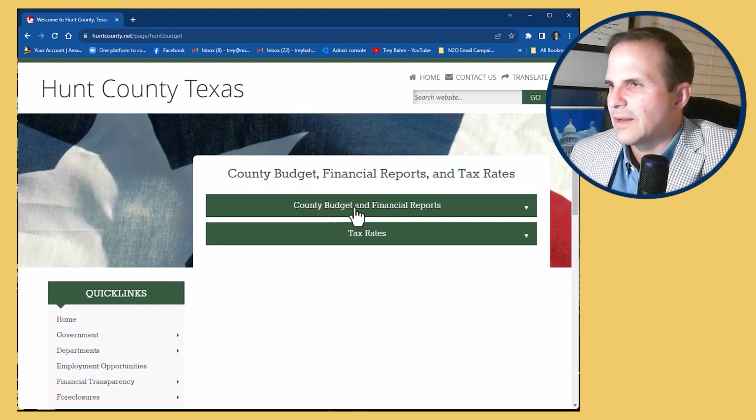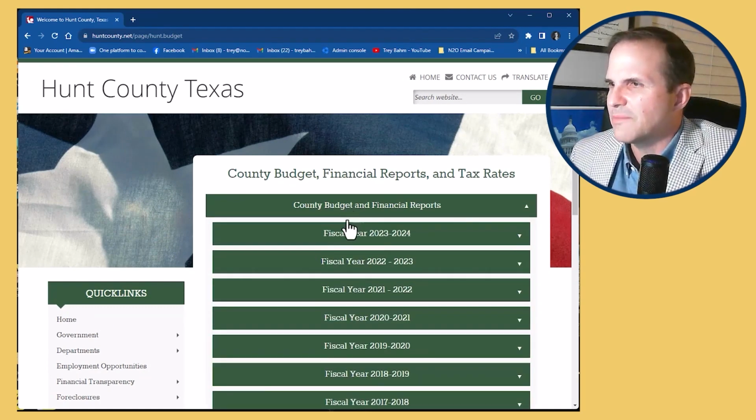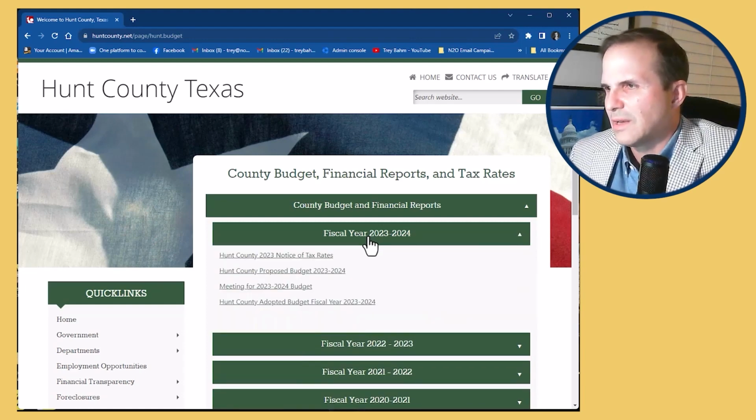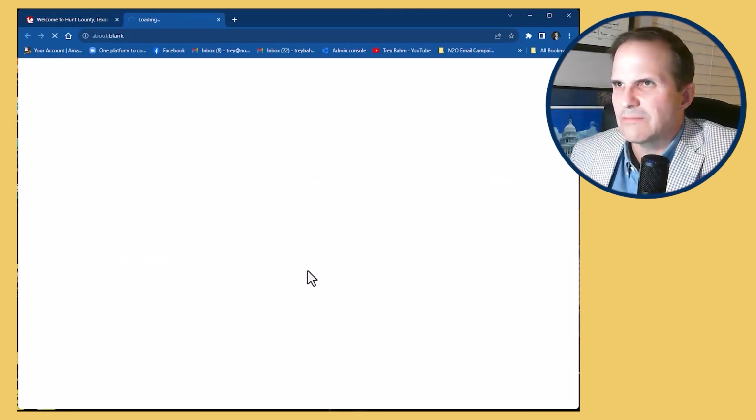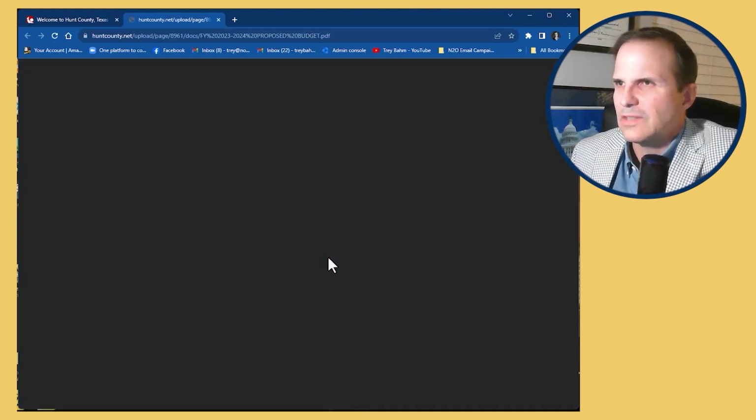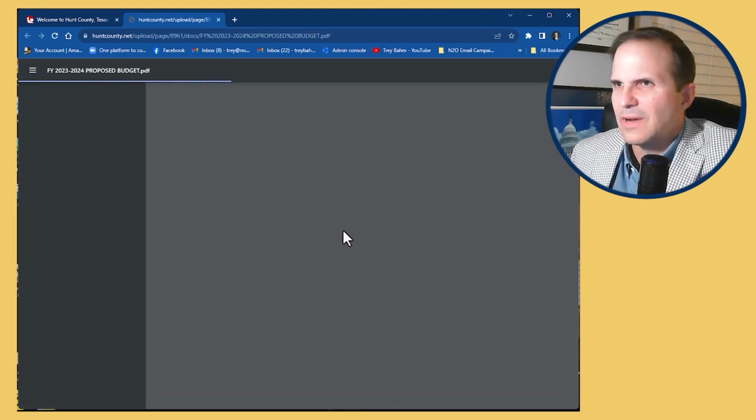You can click on county budget and financial reports, and here's the budget for fiscal year 23 through 24. It's getting ready to start because they start in October, most fiscal years, and this will go into next year. So here are the different documents. And here's the meeting minutes. Here's the proposed budget. And here is what I want us just to look at very briefly, super briefly. That way you can just kind of have an idea of what a county does and how significant it is.